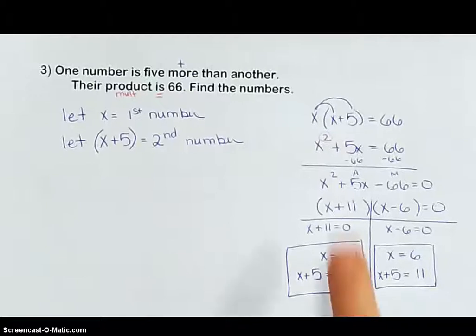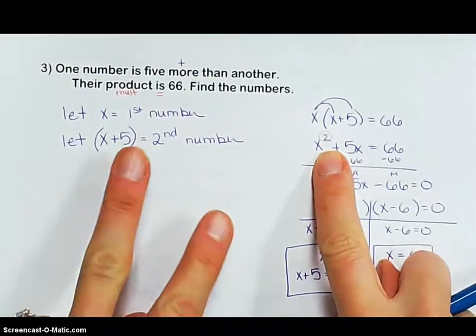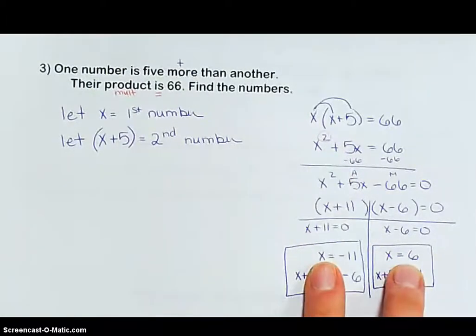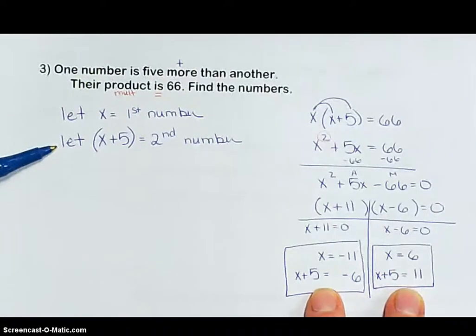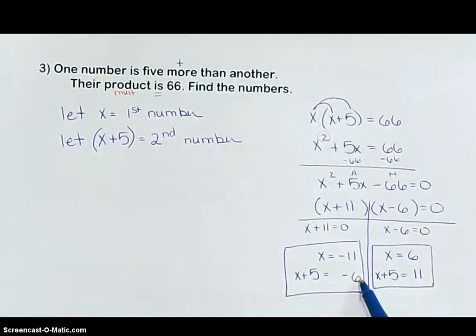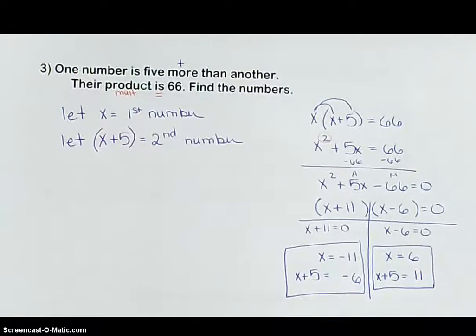So because x is squared, you get two answers for x, but since there's two let statements, you need to find the second number that goes with both of them. So the answers could be negative 11 and negative 6, or 6 and 11, and you've got it.